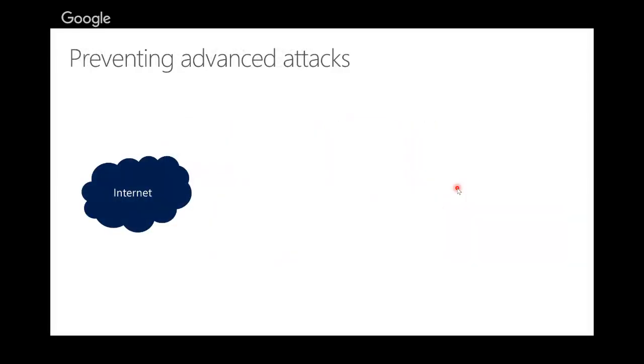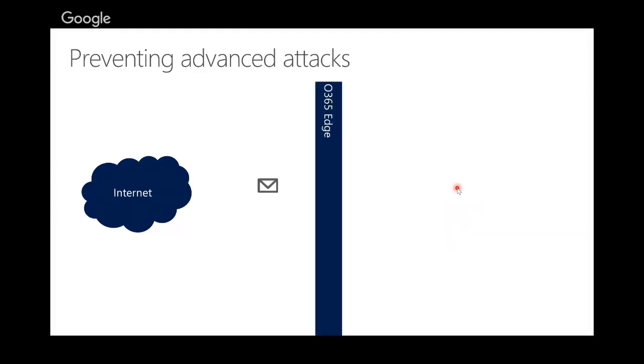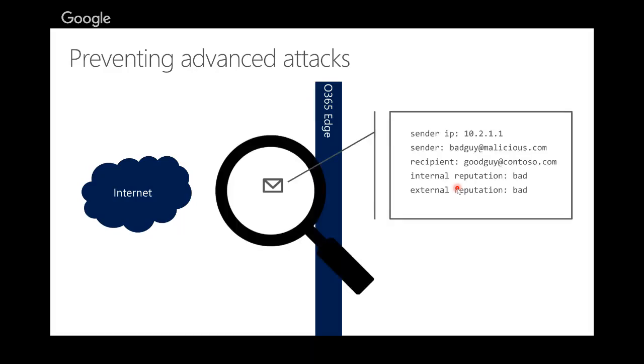So let's suppose this is your internet, and when your email is coming, it lands on the Office 365 address. What Microsoft is doing here, because the best thing is that Microsoft is providing 65% of the exchange solutions worldwide to organizations. It will check these things: sender ID, sender email address, recipient, internal attribution, external attribution.